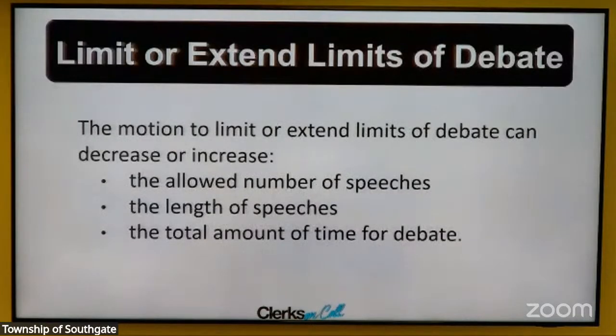A subsidiary motion that you may not be familiar with is limit or extend the limits of debate. This motion can play an important role in managing discussions effectively. The motion to limit or extend limits of debate can either decrease or increase the allowed number of speeches, the length of speeches, and the total time for debate.